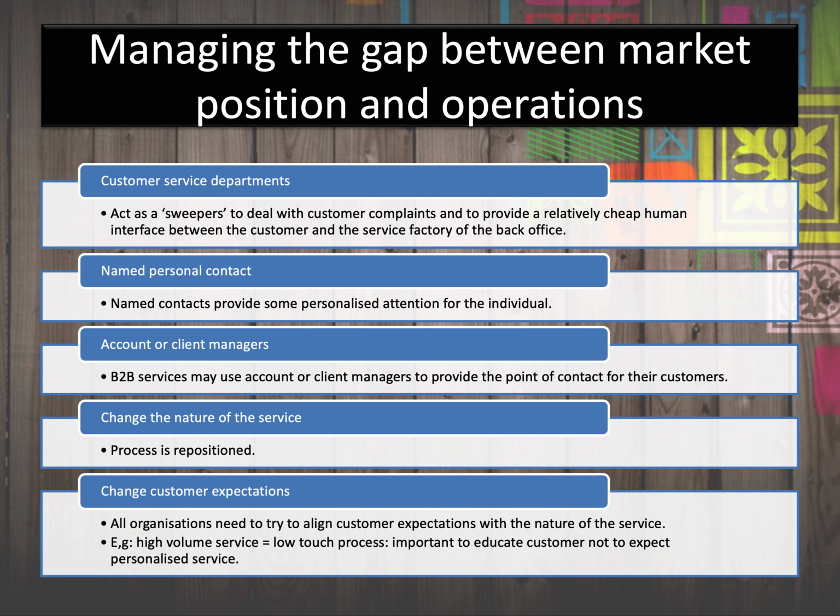The fourth way you can do is to change the nature of service. The process is repositioned in this case, for example, from service partnership to DIY, from service factory to service project. And lastly is for you to change the customer expectation. All organizations need to try to align the customer expectations with the nature of the service. If it is a high volume, low touch process, it is important to educate the customers not to expect personalized services.